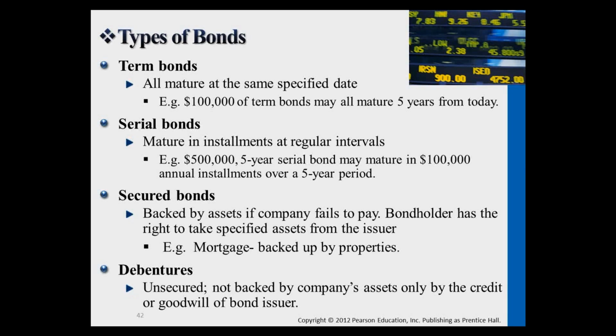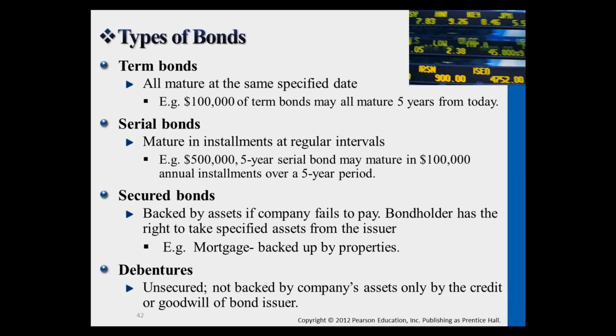Debentures, as opposed to secured bonds, are not backed up by assets. When investors purchase them, it's based on the credit rating of the bond. If the company defaults, they're not receiving any assets, but simply the value of the debenture of this type of bond.